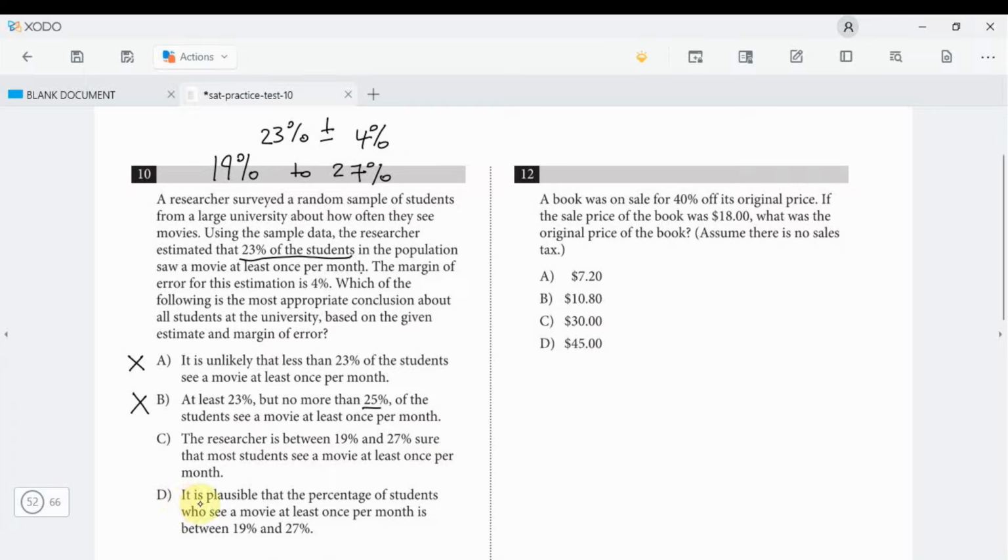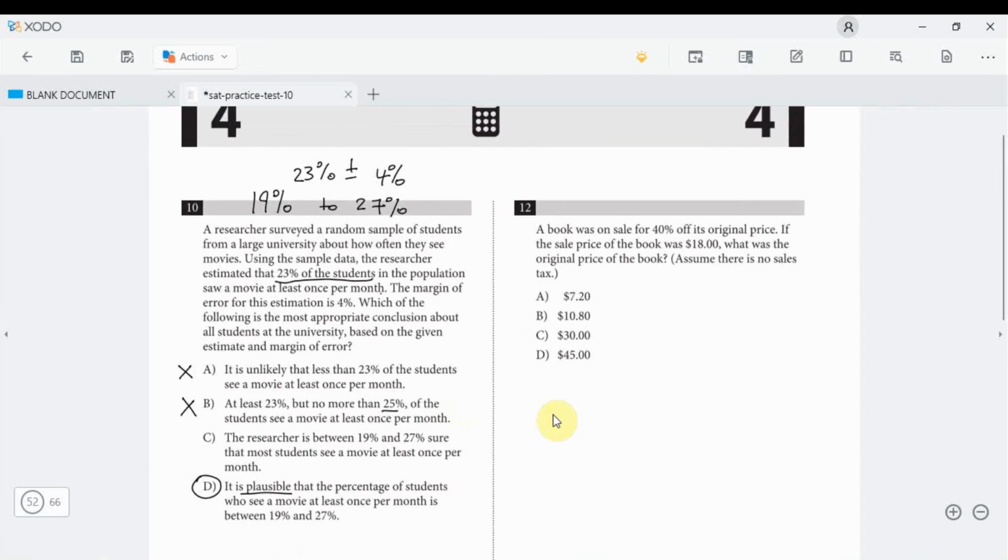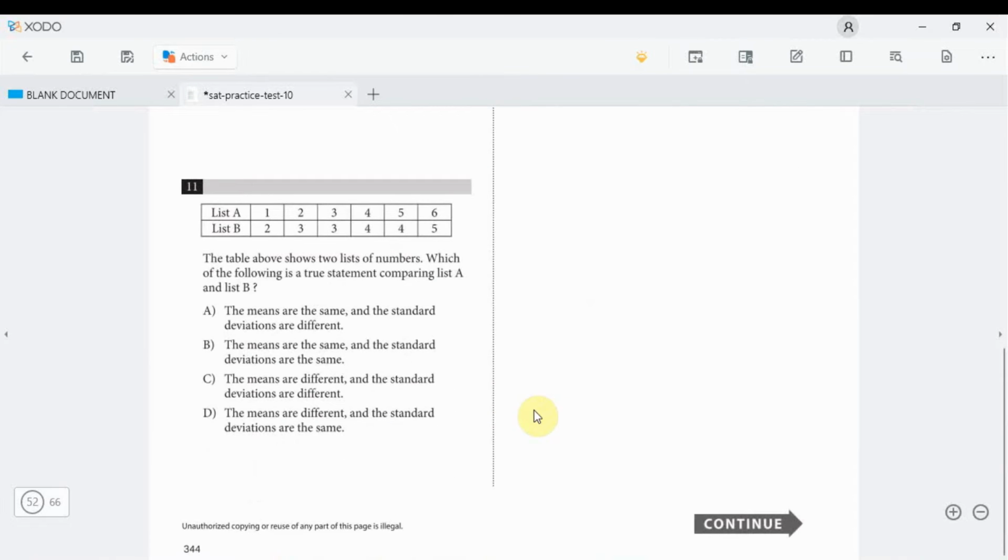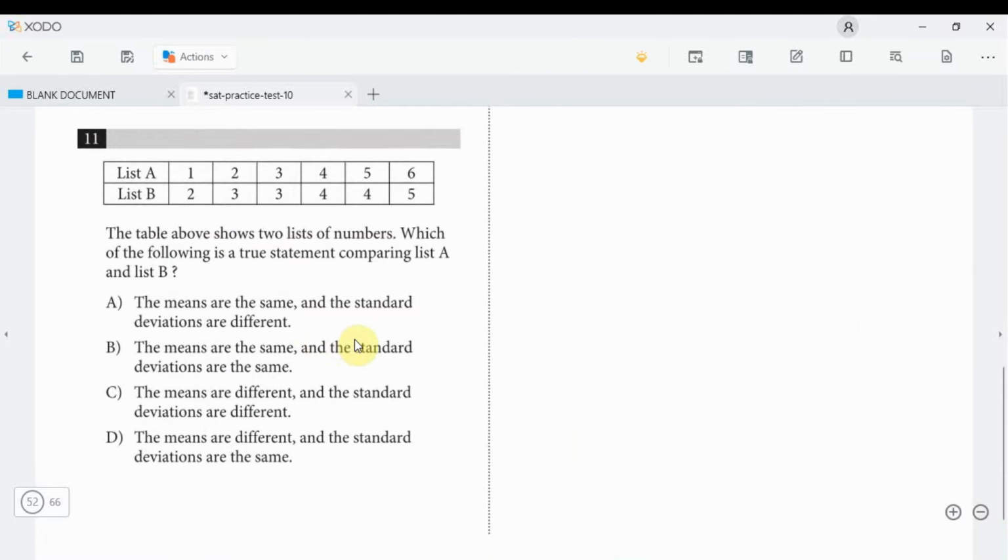And let's read D. It is plausible. Hear this? It is possible or plausible that the percentage of students who see a movie at least once for the month is between 19 to 27. This is a reliable conclusion based on what we would gather from our sample. So that is it. Easy. That's option D. Nice.